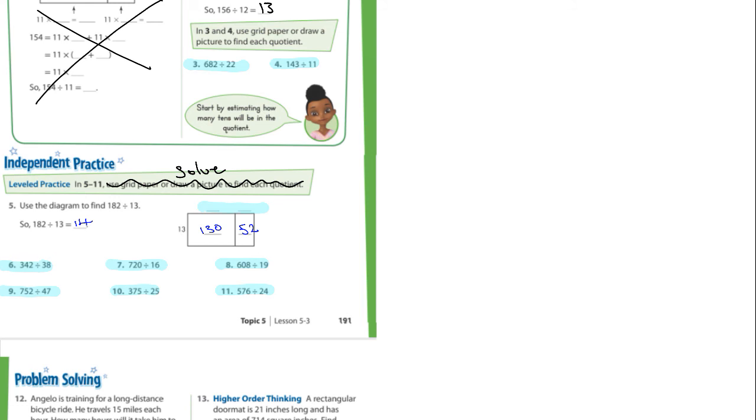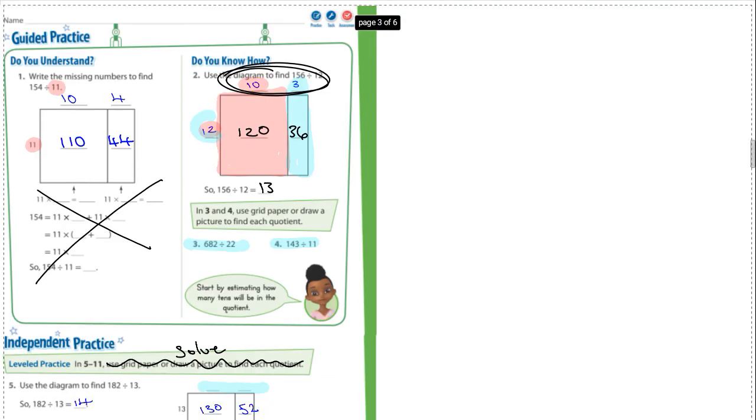So, and I just wrote solve. I'm not asking for you to draw a model. Just solve them. Just solve them. Okay? And make note of that in your notebook.